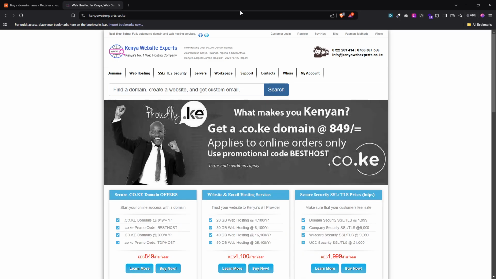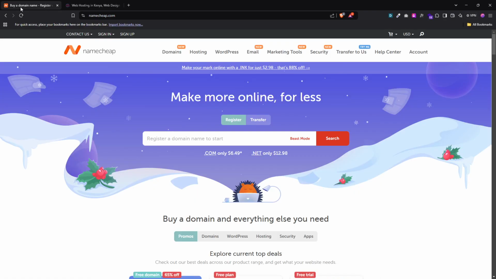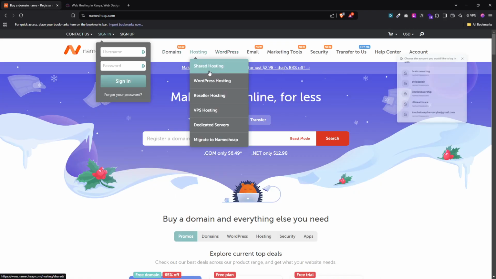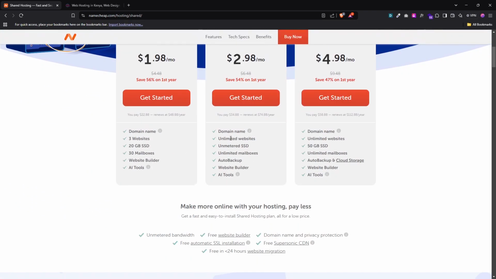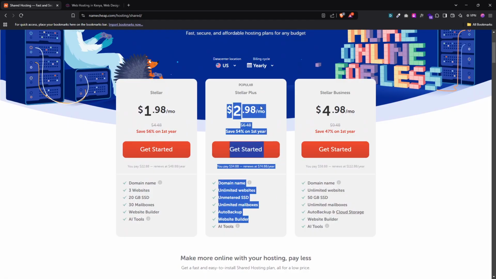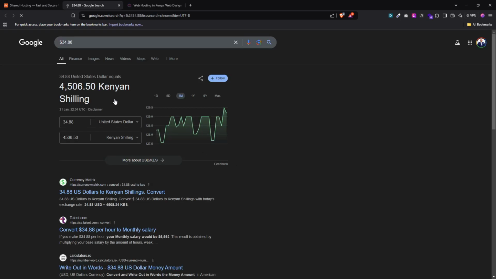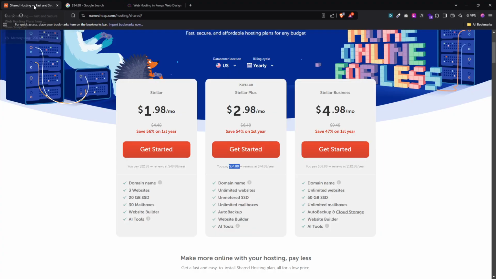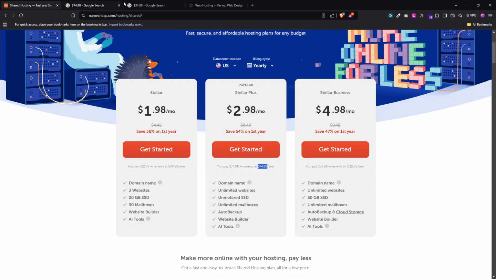I taught you about how to point your hosting to your domain. So you come here, you go to hosting, and you just go to shared hosting. It's very, very simple. And come to this package here. This package, the first year is $34. So $34 is around 4,500 shillings, and it renews at around 10,000 shillings for the second year.